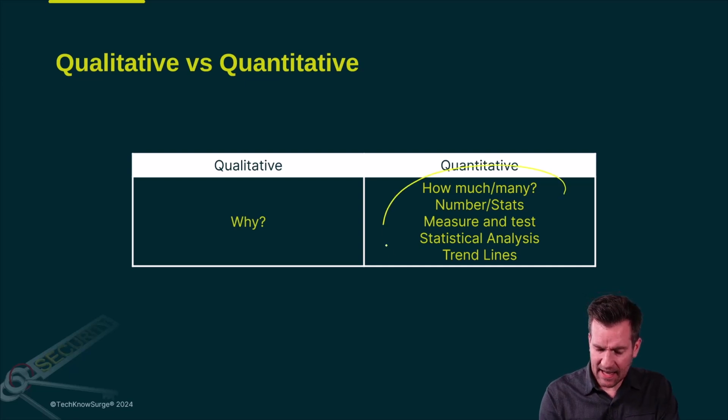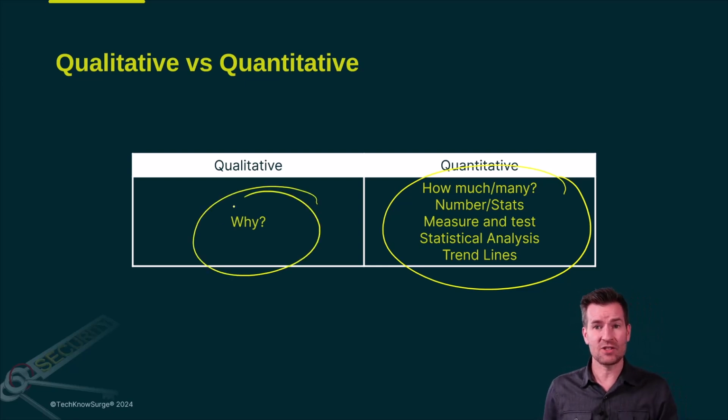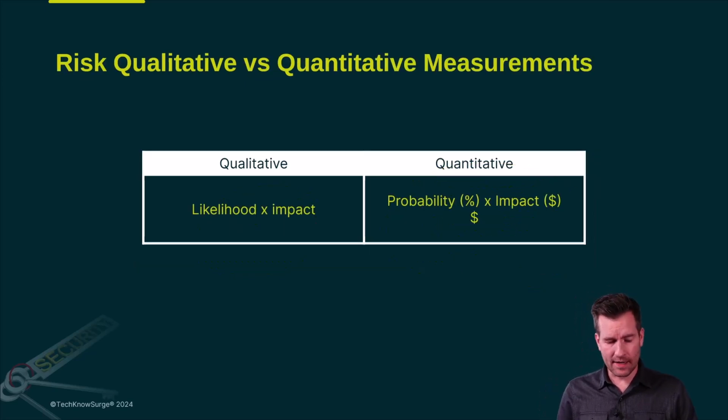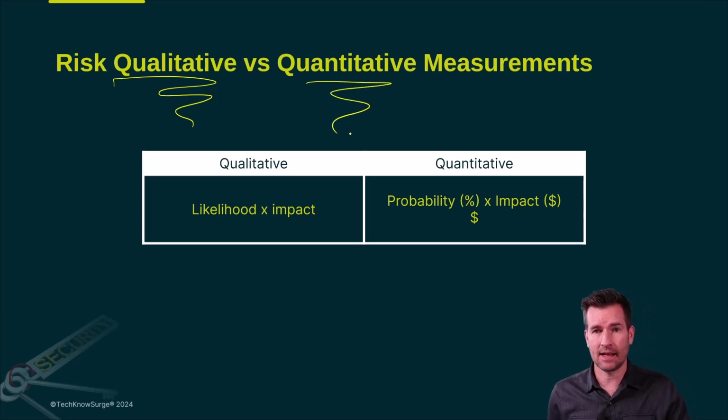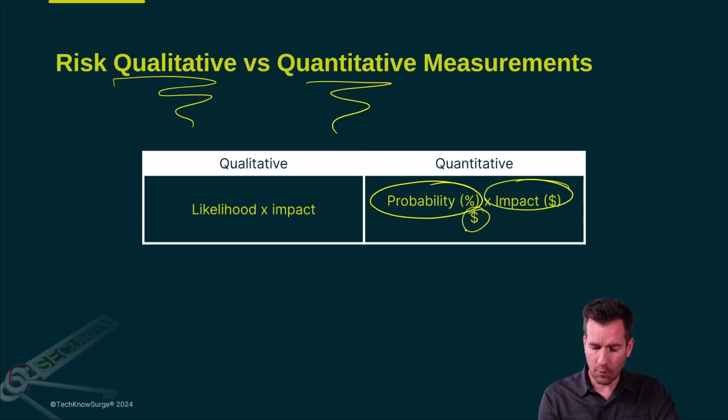So quantitative data lets us know how much or how many, gives us numbers and stats. We can do statistical analysis on it. We can start trend lines and see if we're trending up or trending down. But qualitative data really answers that question, well, why? When it comes to risk, we could perform both qualitative analysis or quantitative analysis. One way to do quantitative analysis is to measure the probability, which is a percentage, times the impact, which is a dollar amount. And we can come up with an end dollar amount associated with this risk analysis.